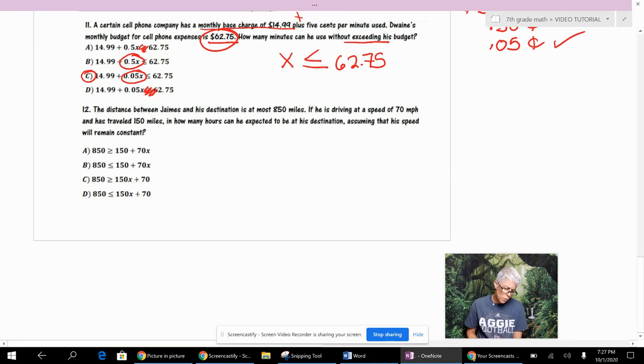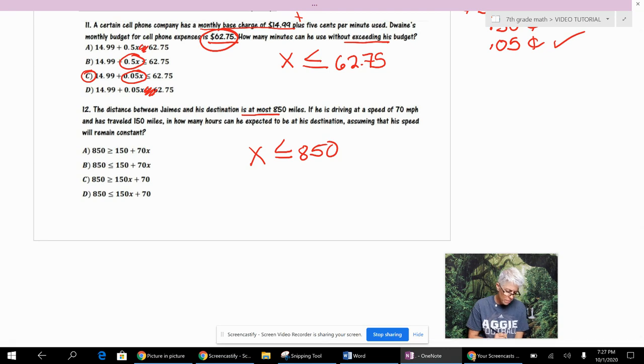The distance between James and his destination is at most 850. At most. So can it be 850? Yes, it can. Can it be more than 850? At most I will pay you is 850. Might I pay you more? No, it's the most, so X can also be less. So we're looking for something kind of like that.